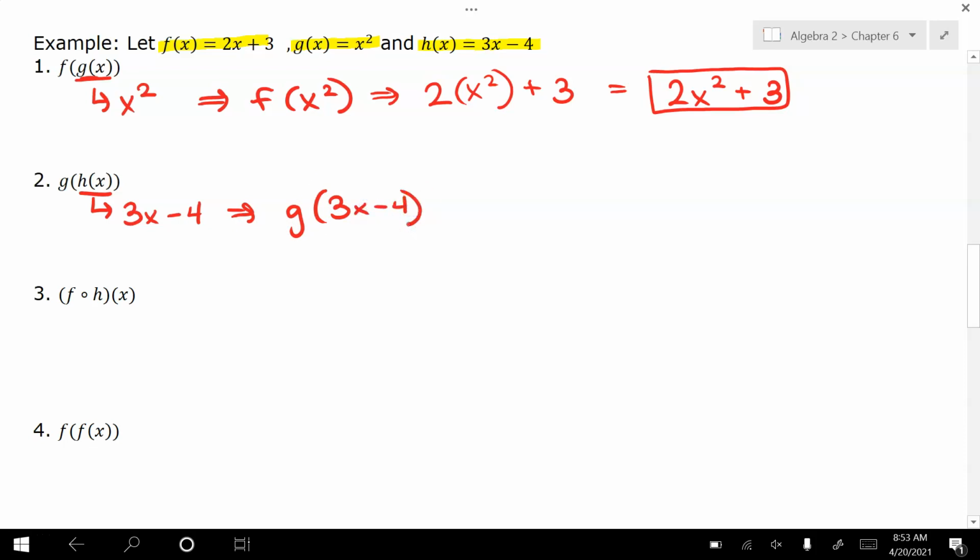So g's function is x squared. So in for that x, I'm going to have to put 3x minus 4, that whole quantity. But since g is x squared, I'm going to have to square that quantity. So what we're replacing x with is that 3x minus 4, and then we have to square this. So remember, 3x minus 4 squared means that you're taking 3x minus 4 times 3x minus 4.